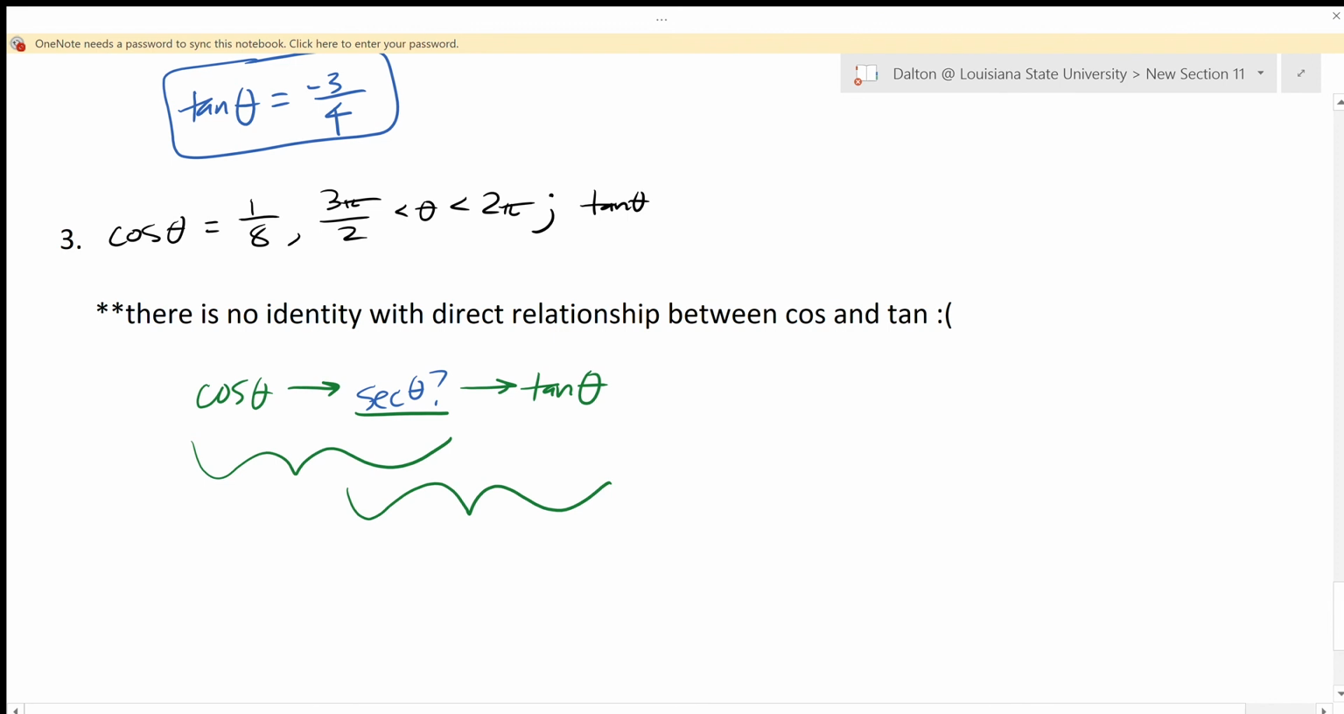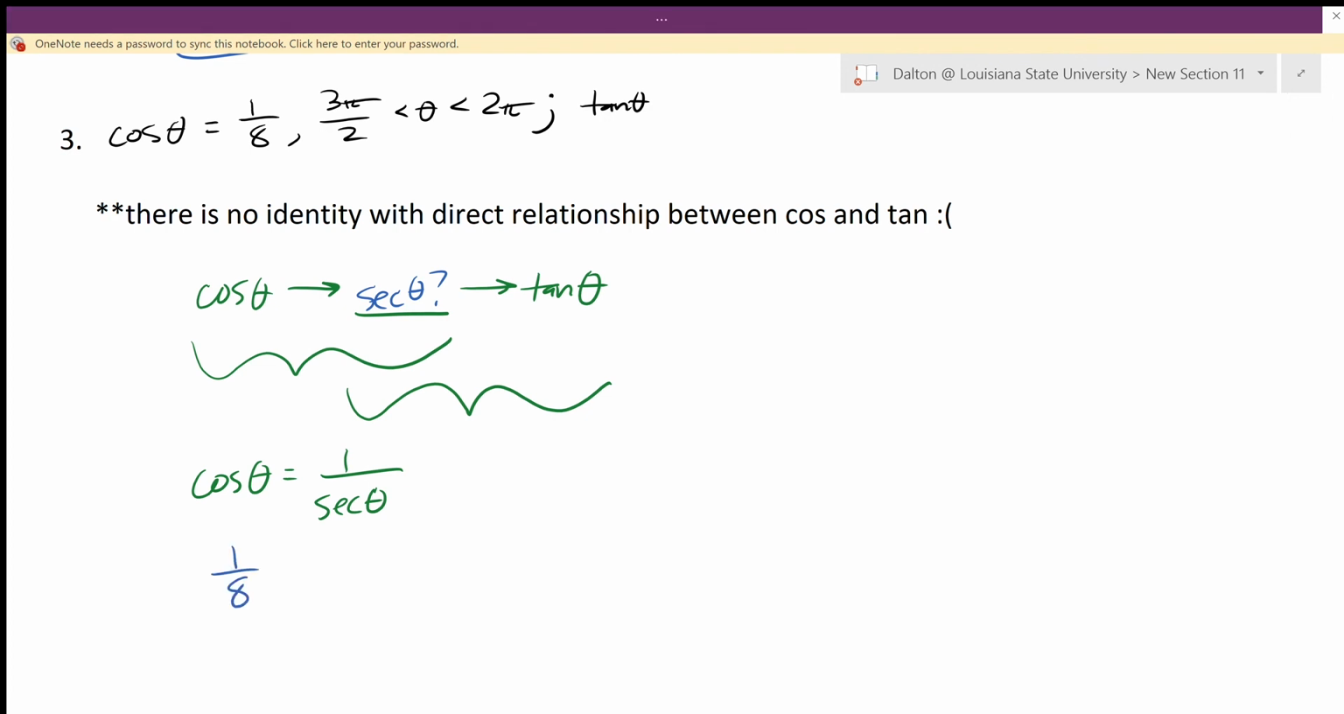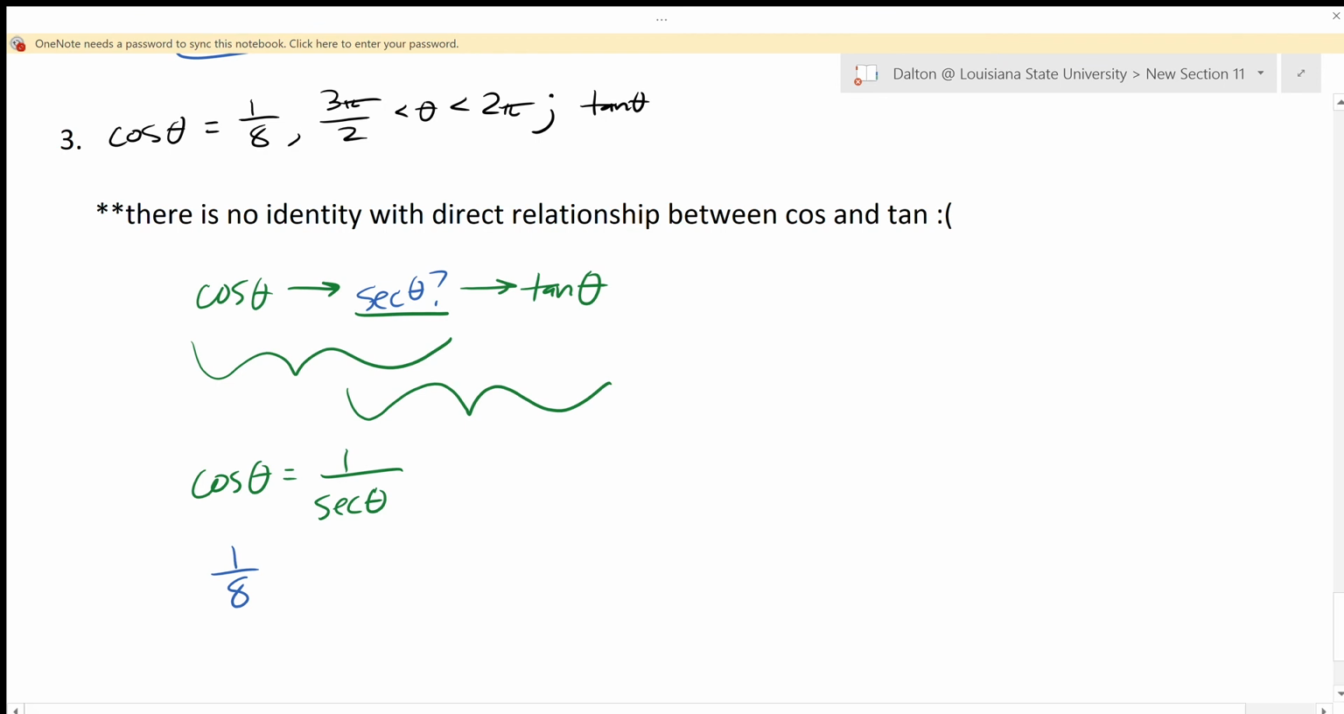Okay, so what's the first one that we'll use? What kind of relationship does cosine and secant have? Give me an identity. Cosine theta is equal to 1 over secant theta. So we can substitute in what we know. We know cosine theta is 1/8. So then we're going to have 1/8 equals 1 over secant of theta.